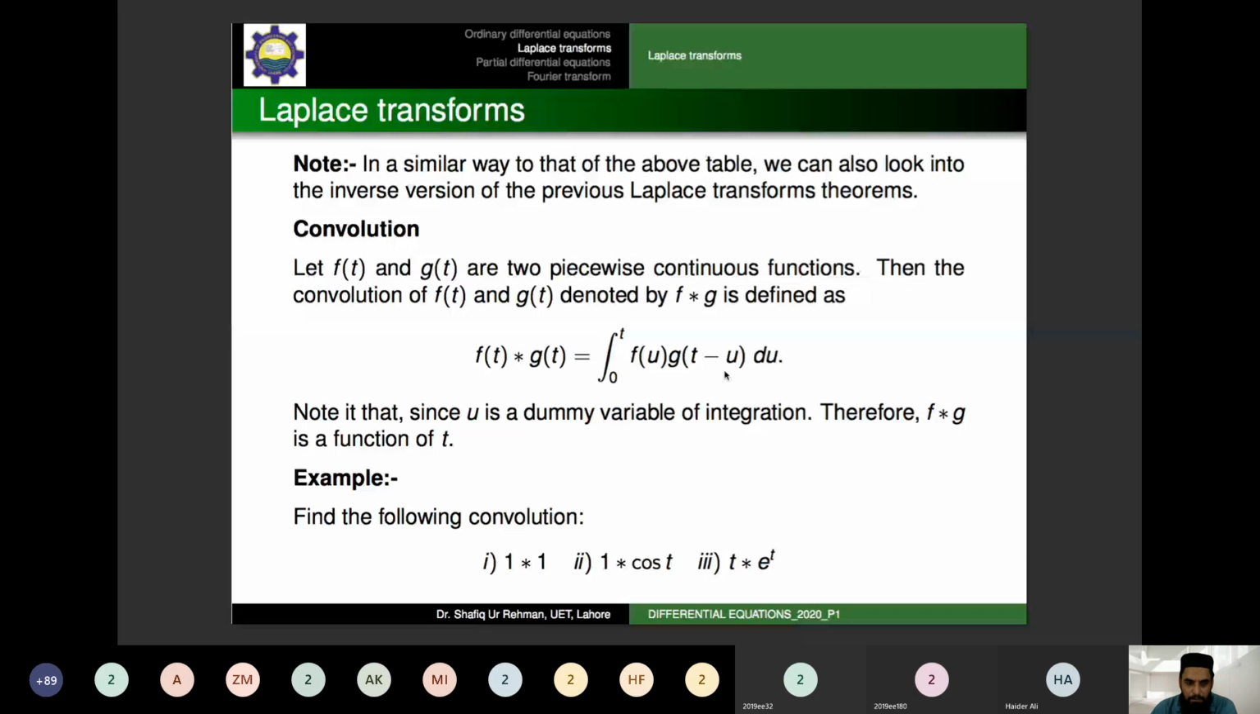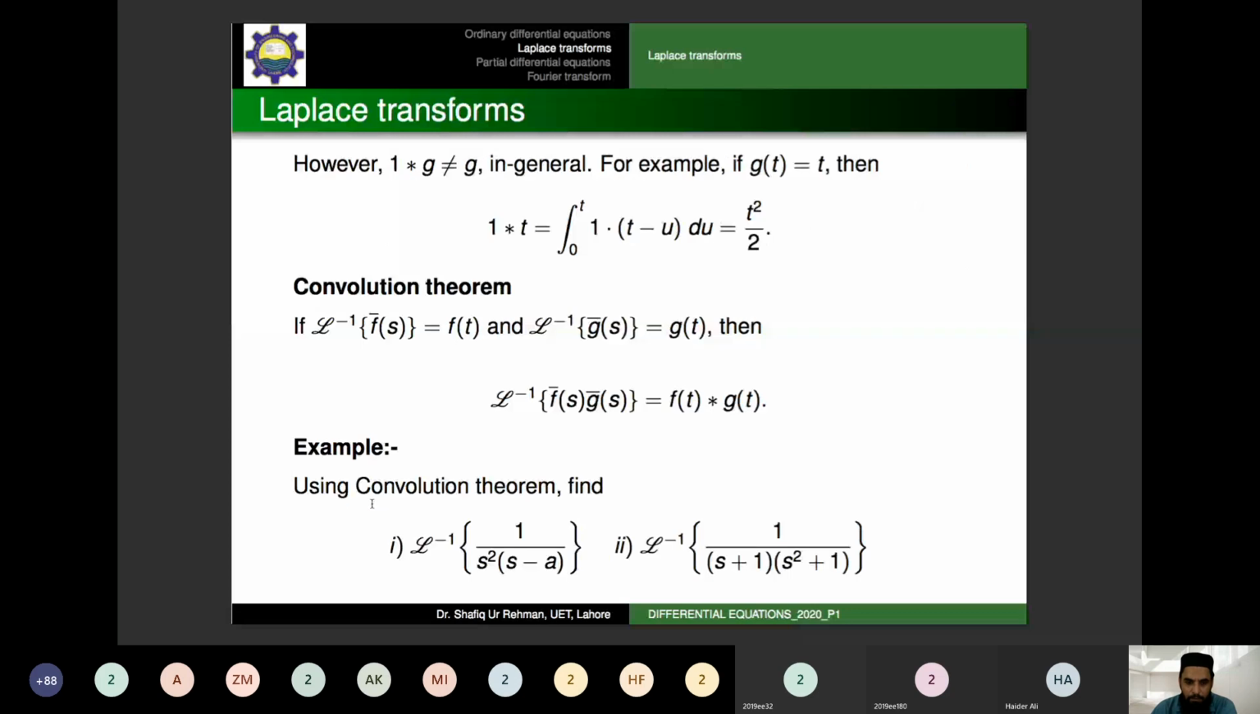Take an example. Using the convolution theorem, we have to find the inverse of this combination. You see that it's not a simple expression. It's not one function of s, because you have to break them. So 1 upon s squared times s minus a. There are many ways you can handle this one.